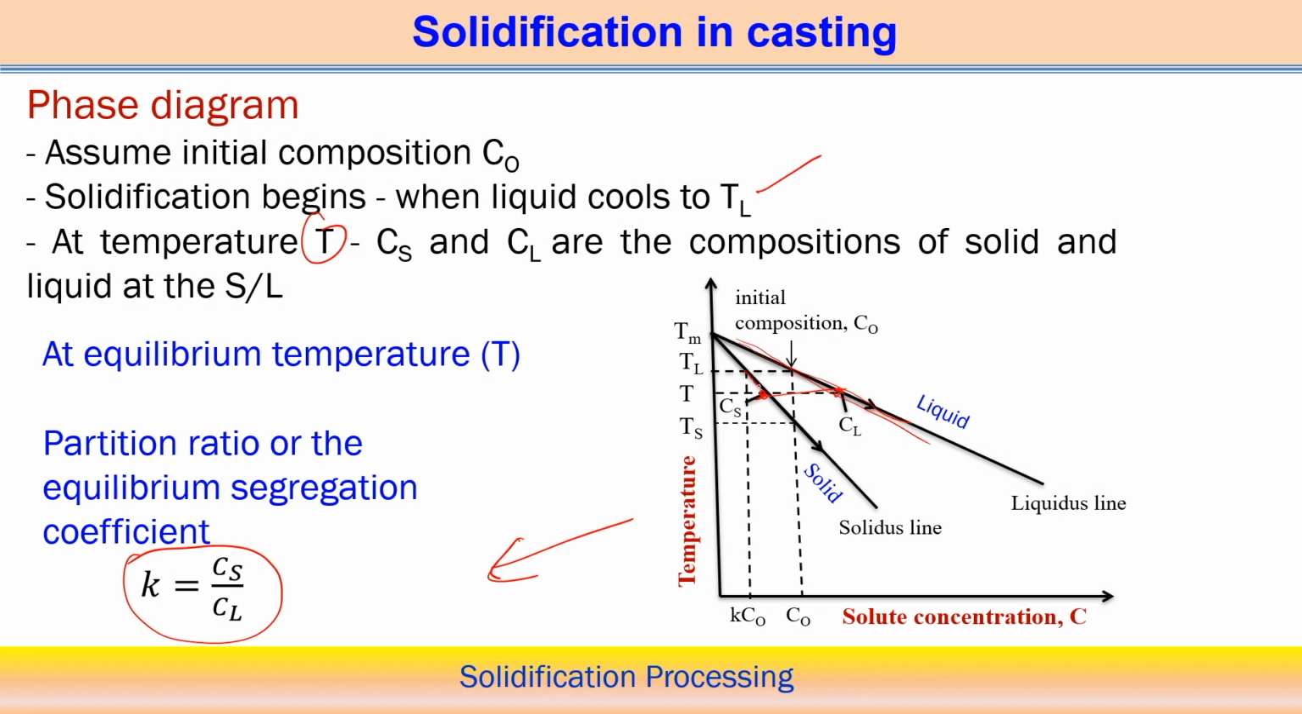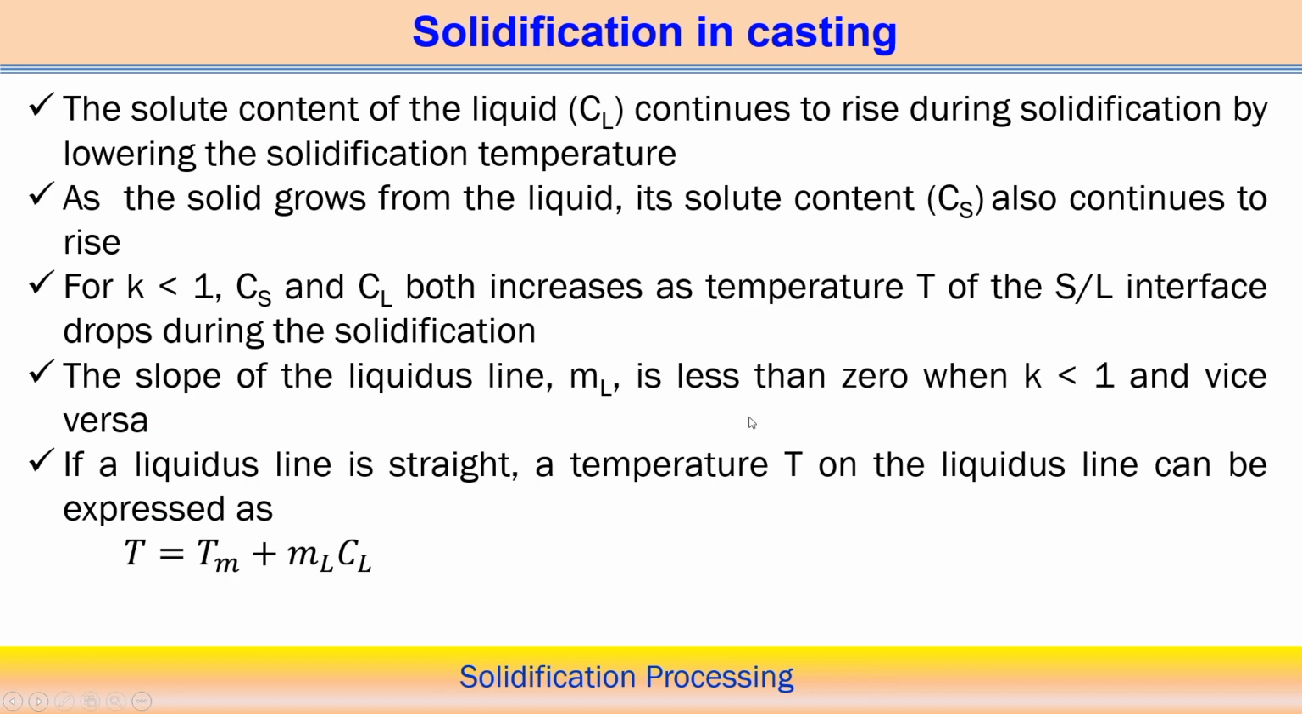Here we can see the Cs also grows with respect to temperature, but Cs can grow only up to C0, while Cl can grow above C0 to other values. So, K is less than 1 with reference to this particular diagram, and Cl and Cs both increase as the temperature of the solid liquid interface drops during solidification.